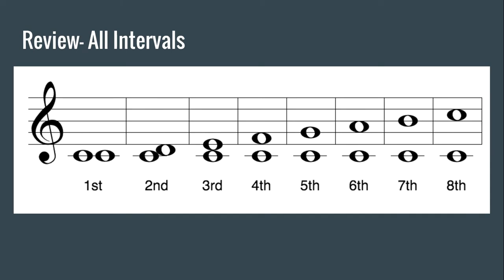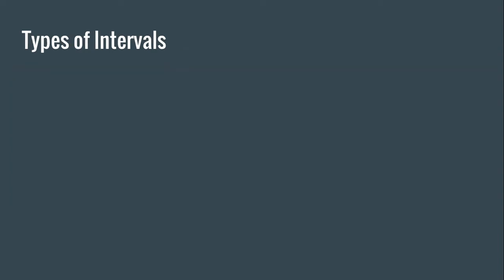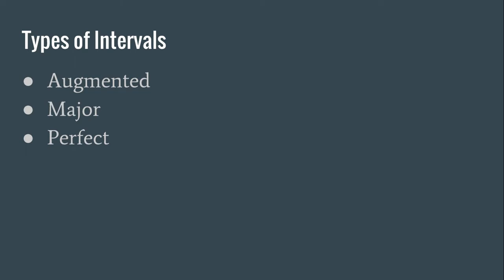So, what were the intervals? We had our generic intervals of first, second, thirds, fourths, etc. up to eighths. Then we had certain types of intervals that we're going to have now, not just generic intervals. Now we can have augmented intervals, like an augmented second, or a major second, or a perfect fourth, or a minor sixth, or a diminished eighth.